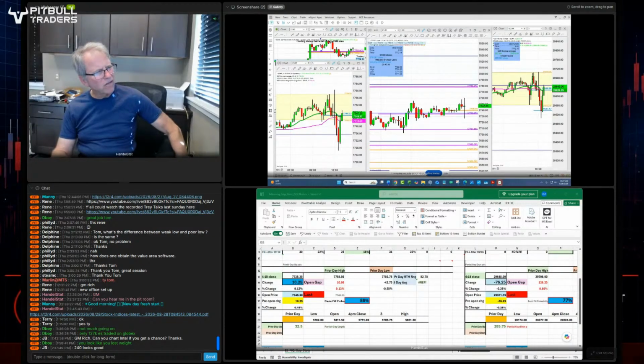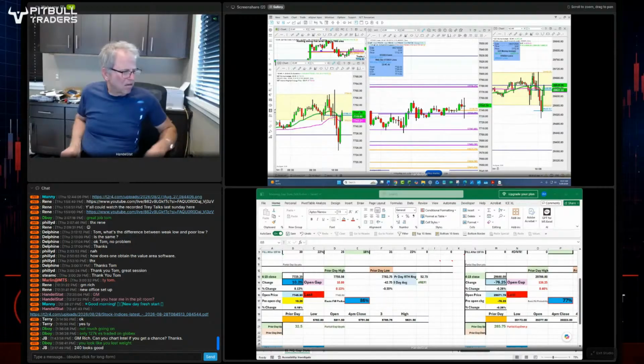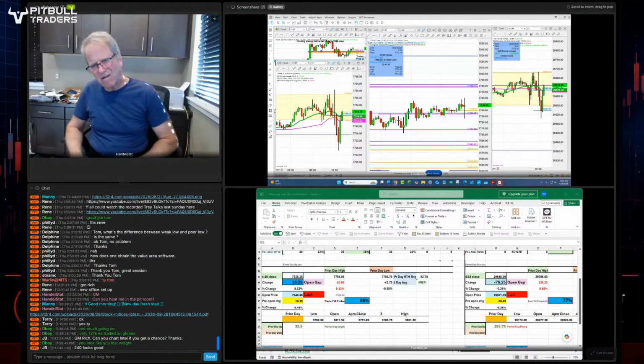Beautiful place, Jackson Hole. If you've never been there, oh my God. I'd like to go back and do more hiking there.